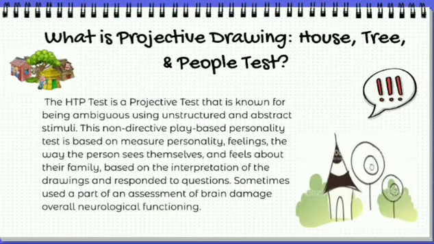First, what is projective drawing, house tree, and people test? The HTP test is a projective test that is known for being ambiguous, using unstructured and abstract stimuli. This is a non-directive, play-based personality test based on measuring the personality, feelings, and the way people see themselves, feel themselves, and see their family and how they fit in their family. It is based on the interpretation of drawings and responding to questions. There are about 60 questions, and in this PowerPoint, you show a sample of them.